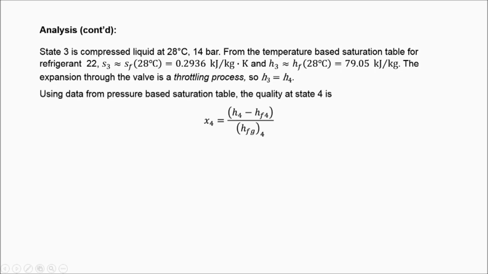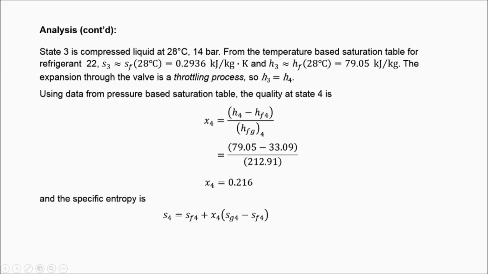Using data from the pressure-based saturation table, the quality at state 4 is given by X4 is equal to H4 minus HF4 divided by HFG4, which gives us a mixture quality of X4 is equal to 0.216. Next, we obtain the specific entropy as follows. S4 is equal to SF4 plus X4 times SG4 minus SF4. Substituting numerical values from the table, the specific entropy at state 4 is then determined to be S4 is equal to 0.3078 kilojoules per kilogram Kelvin.